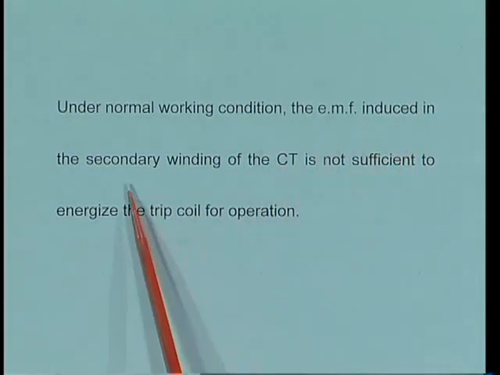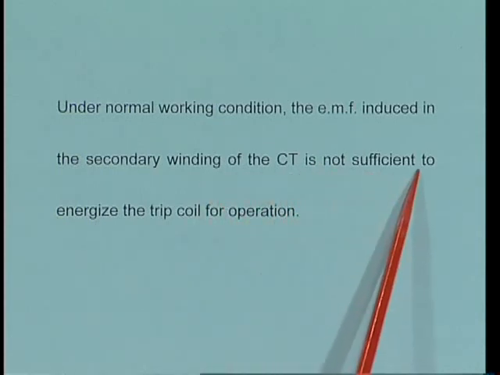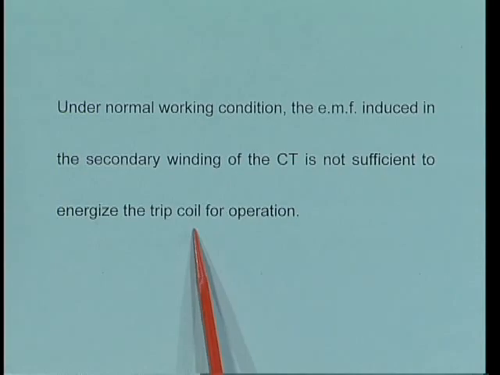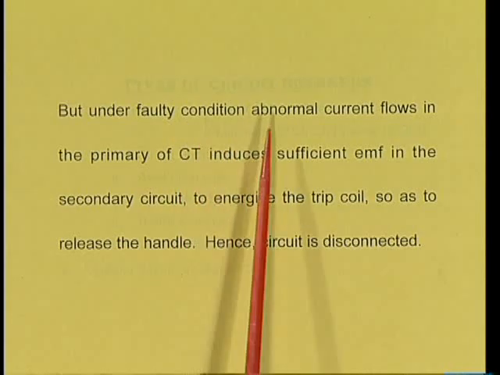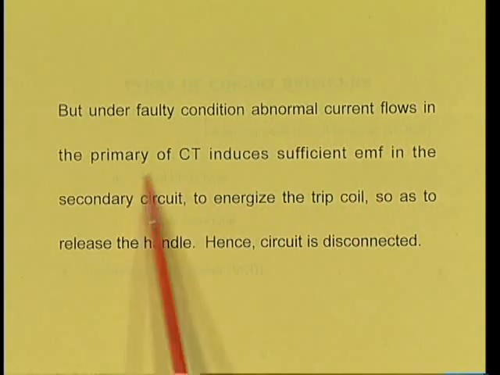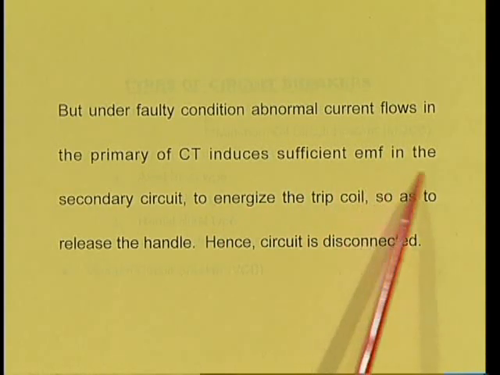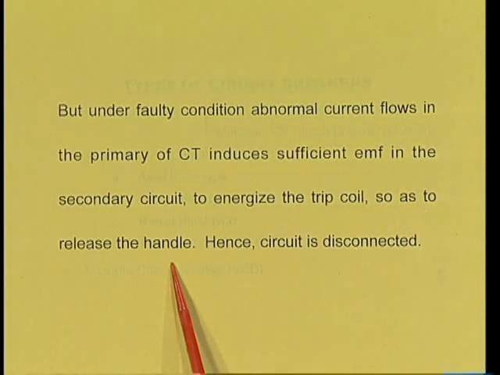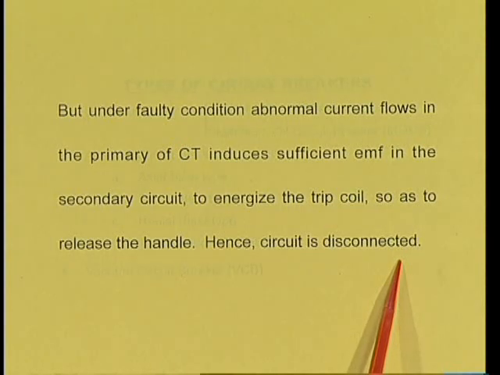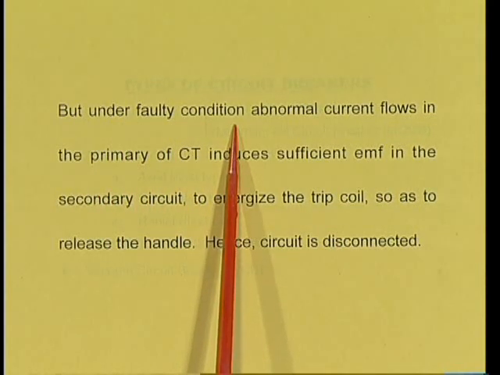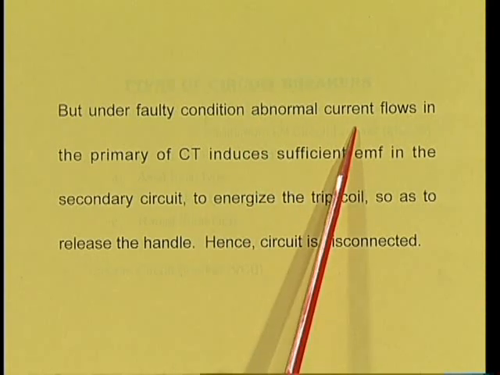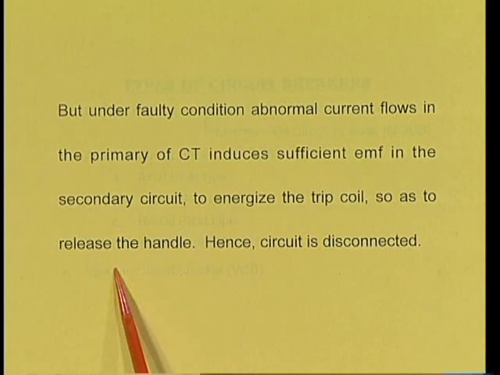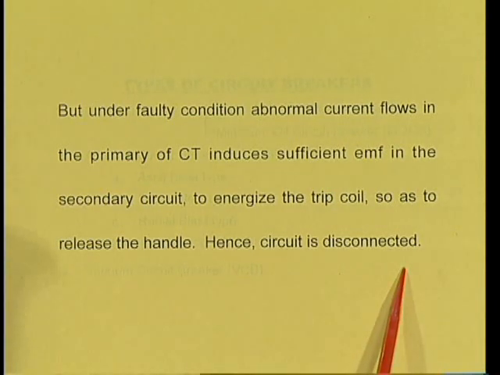Under normal working condition, the EMF induced in the secondary winding of the CT is not sufficient to energize the trip coil for operation. But under faulty condition, abnormal current flows in the primary of the CT and induces sufficient EMF in the secondary circuit to energize the trip coil so as to release the handle. Hence the circuit is disconnected. So the circuit breaker operates only under fault condition. Under faulty condition, abnormal current flows, then the trip coil energizes, therefore it releases the handle and the circuit is disconnected.